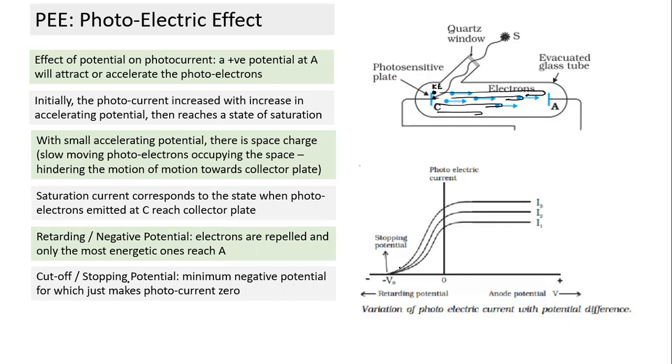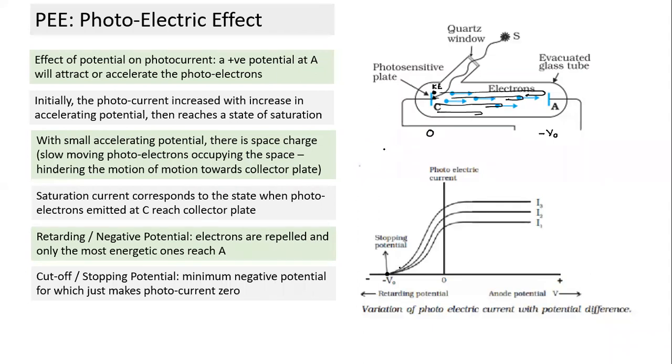So what is this particular point here? It is called the cutoff potential or stopping potential. This is the minimum negative potential necessary to make the photocurrent zero. Why does the photocurrent become zero? Even the fastest moving electron fails to reach the plate. The potential at this point is zero, and the potential at this point is minus V naught.